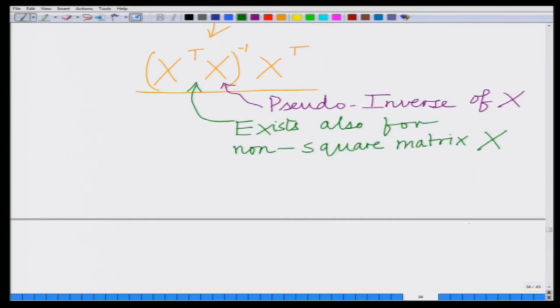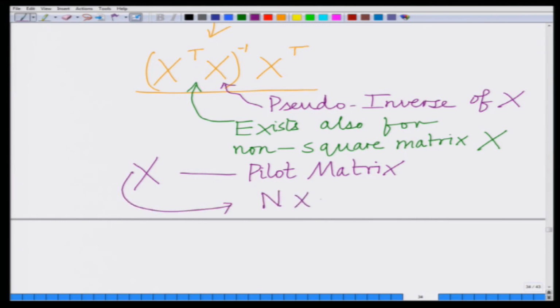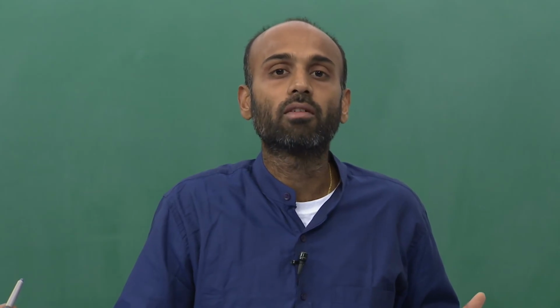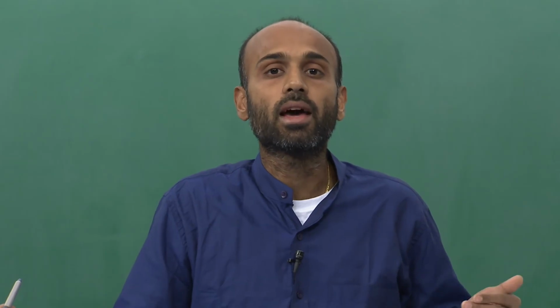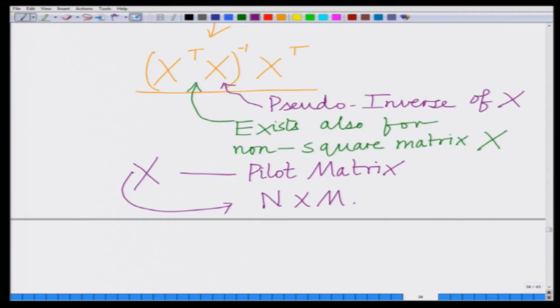Remember we have X, which is the pilot matrix. This is an n cross m matrix, and it is not necessary that n be equal to m. We can have the number of pilot vectors or observations n greater than m. In fact, that would be desirable. We would like to have as many pilot observations as possible.